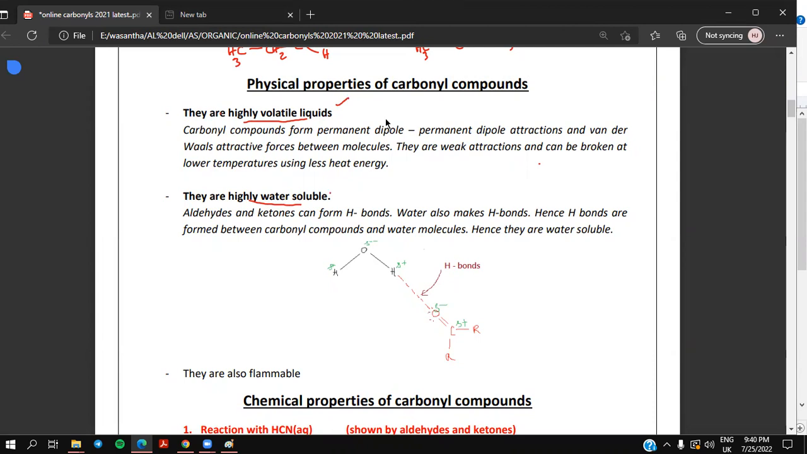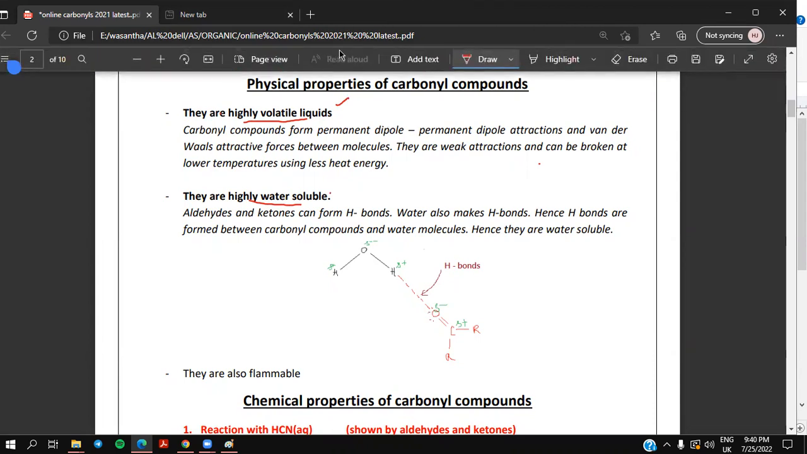If you hear somewhere that a compound is a highly volatile liquid, it means it has very weak intermolecular attractive forces. There are three types of intermolecular attractive forces. First one is hydrogen bonds. Next one is van der Waals forces. And we have dipole-dipole attractions.